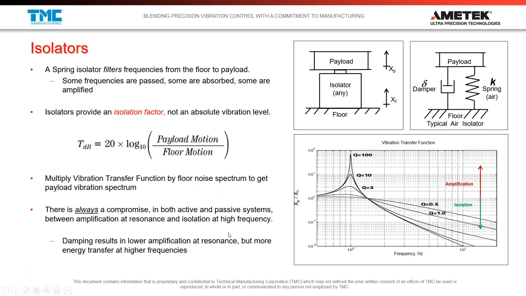And so the manufacturers of these instruments know that vibration is a problem, and they try their best to put isolation inside these systems. When we talk about an isolator, the first basic concept you want to think about is that it's really just a spring. It's a filter, and it's going to filter frequencies from the floor to the payload. Any spring is going to provide an isolation factor, also called a transfer function. You can also call it a transmissibility function. What we're looking at is a ratio of the payload motion to the floor motion. So it's basically an in-out ratio.